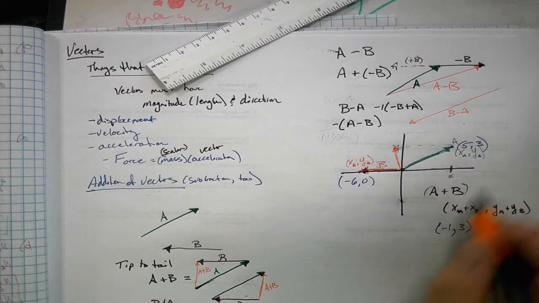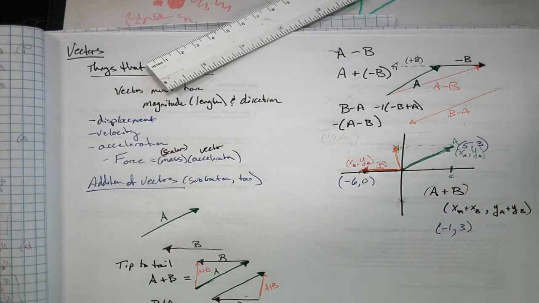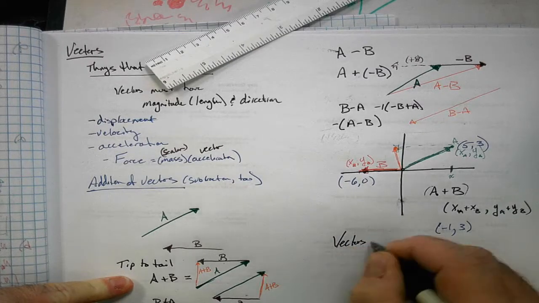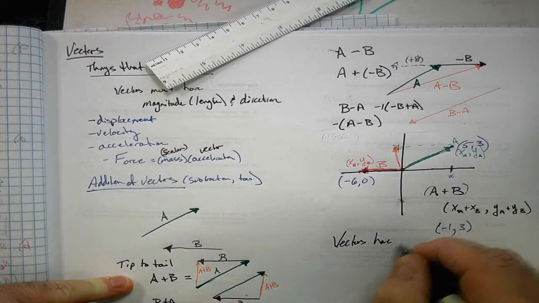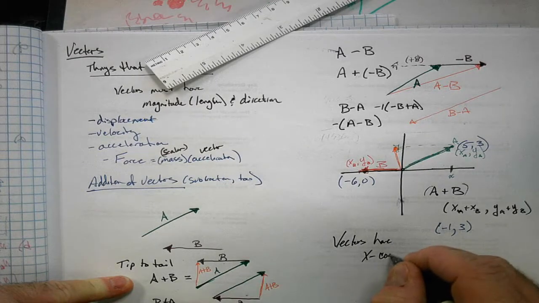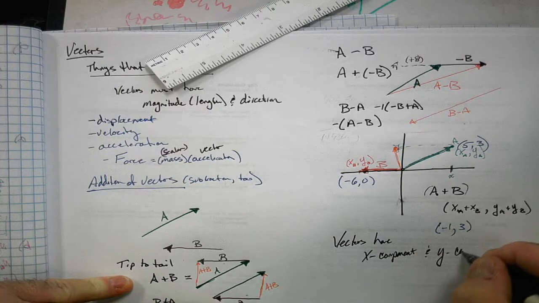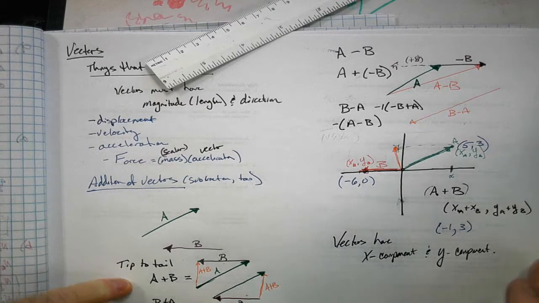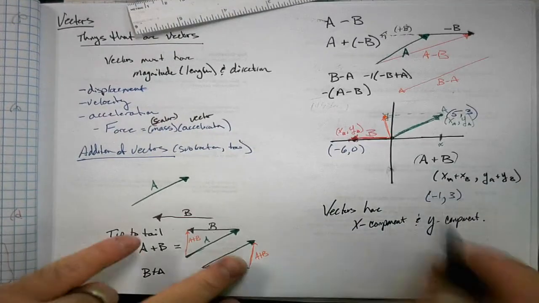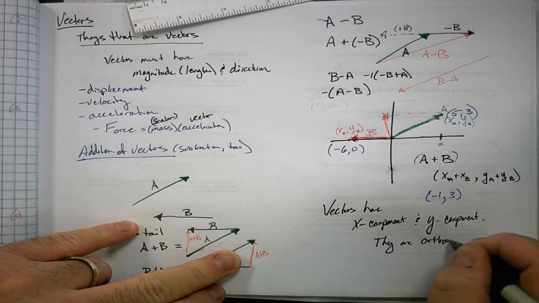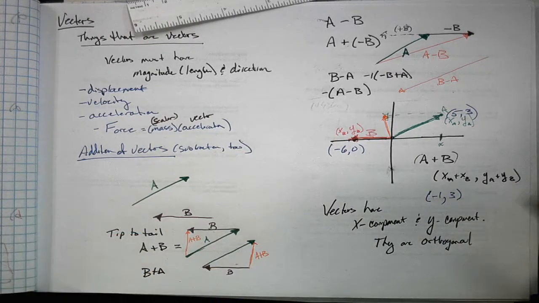These are called the components. The X value and the Y value are called the components. Okay, vectors have an X component and a Y component. They are orthogonal. We've used this term before, right? Okay, they are at right angles to each other.